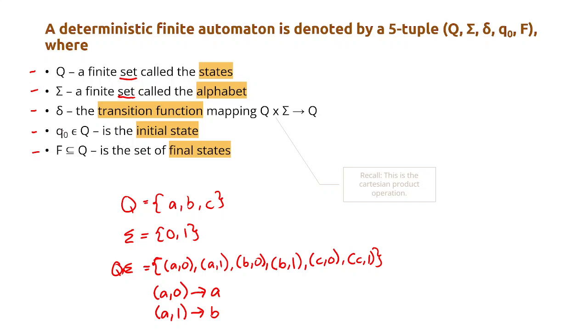Okay, next we have Q0. It is an element of Q, which is your initial state. So there is only one Q0, since it is just an element of Q. Then F is a subset of Q, which is basically the set of final states. So in a deterministic finite automaton, there is one initial state, and you can have one or more final states.